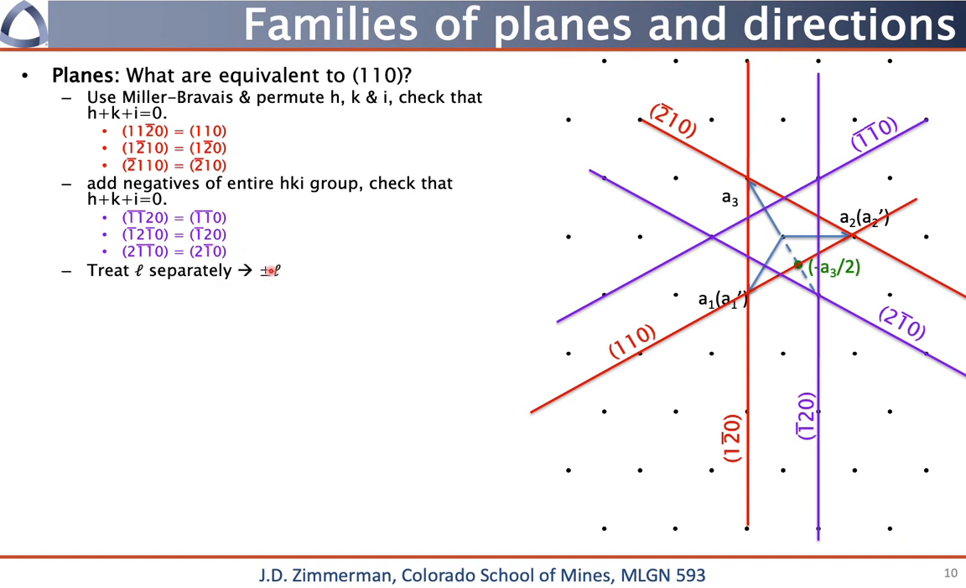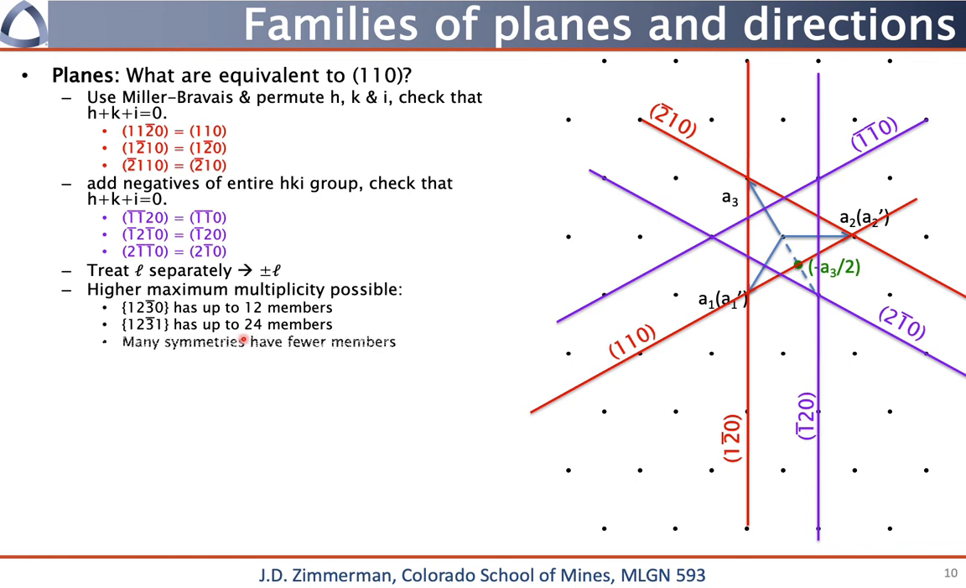You do treat l separately, so you can always have plus or minus l if it is a non-zero value. And there are higher maximum multiplicities possible. If we had picked three different numbers here, you would have more ways to permute these numbers. So you could have 12. The 1, 2, 3 bar, 0 has up to 12 members. The 1, 2, 3 bar, 1 has up to 24 members. But some symmetries do not have this high multiplicity, so you do need to look at the International Tables for Crystallography space group tables to truly know.